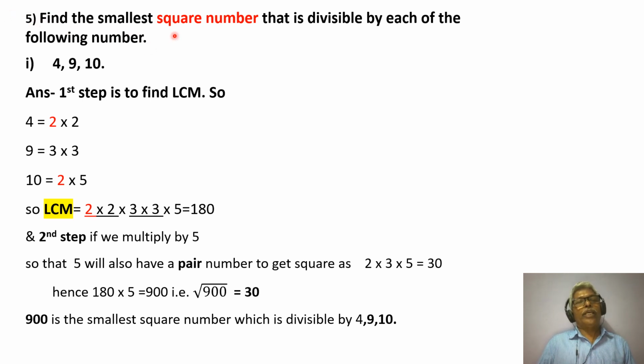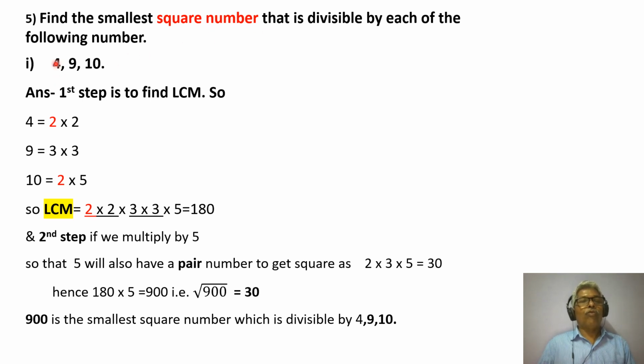Find the smallest square number that is divisible by each of the following numbers. Okay, we are given a set of three numbers and we have to find a number which is divisible by all these three. In this case it is 4, 9 and 10. Okay, we will read it carefully and we will try to understand this.